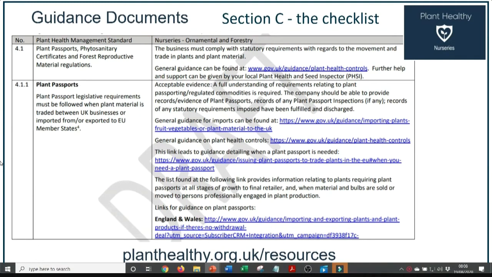Section C of the guidance document that I referred to earlier provides the framework that the auditors will use to assess your business or organization. This part of the guidance document also provides you with further information as to how to meet the requirements of the Plant Health Management Standard.